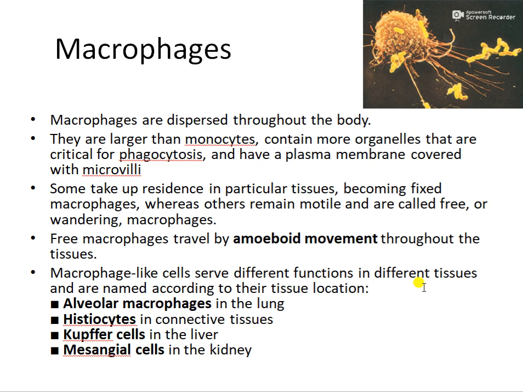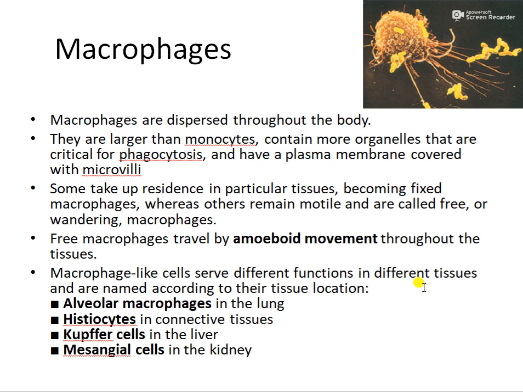Macrophages are dispersed throughout the tissues. They are not found in the blood, they are mainly found in the tissues. They are larger than monocytes and contain more organelles that are critical for phagocytosis. For phagocytosis, you require a large amount of lysosomes, and such organelles are found more in macrophages. Sometimes they take up residence in a particular tissue, becoming fixed macrophages, whereas sometimes they are free or wandering, and the free macrophages travel by amoeboid movement throughout the tissue.